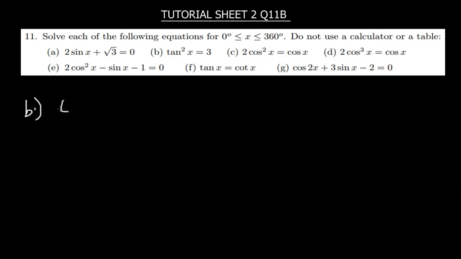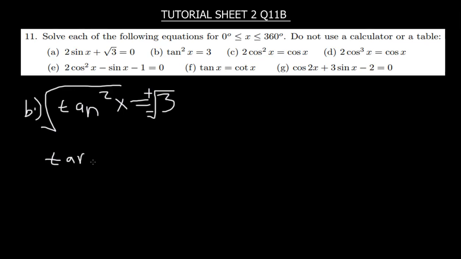Question B is saying tan squared x is equal to 3. So you remember what I did in that question. I said you square root both sides, but I forgot to put a plus or minus in front of this square root. So it's very important for you to put that. So we're going to have tan x being equal to plus or minus the root of 3.